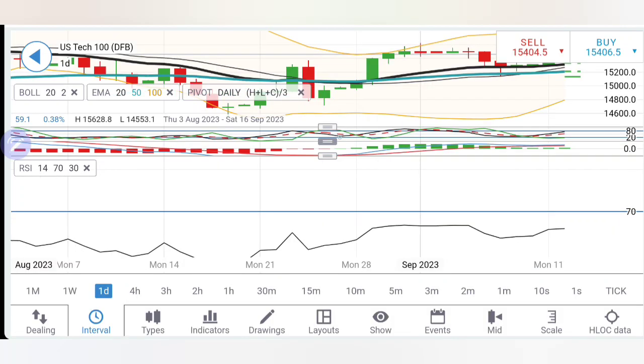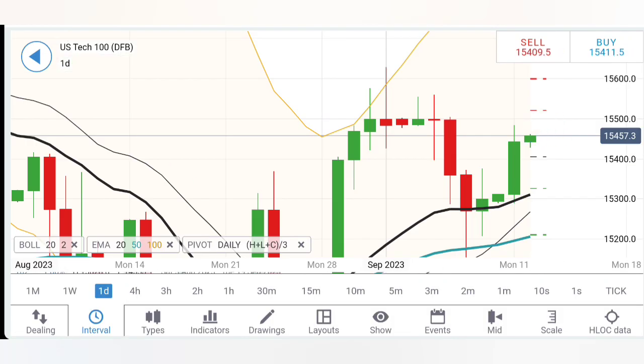RSI is looking downwards. Coming to the daily charts, what it has done throughout this day, almost double tap levels it has achieved, and since then has retraced. Right now, see the candle, the chart is yet to update, but 15,400 definitely a good support.